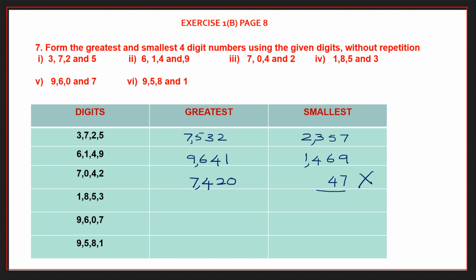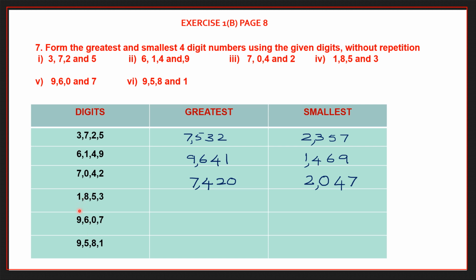So this we will erase and we will write our smallest number once again, starting not with 0 but with the next smallest number, which is 2. And then put 0. 2, 0, and then continue 4 and 7. Now place commas in the right places, ones, tens, hundreds, comma. So our number is 2,047.